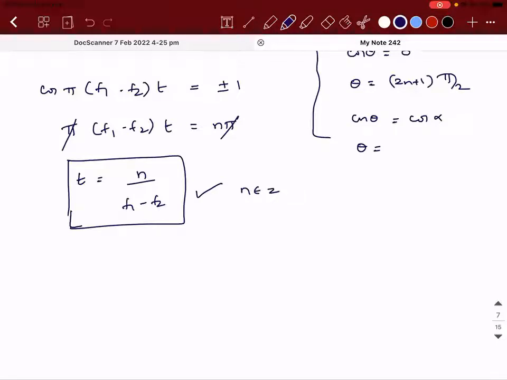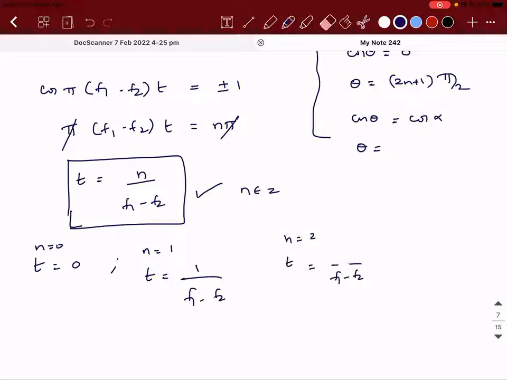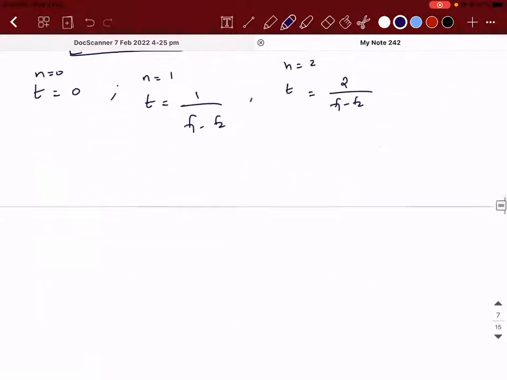Right? When I put n equal to 0, then t will be 0. n equal to 1, t will be 1 by (f1 minus f2). n equal to 2, t will be 2 by (f1 minus f2). You're able to understand? It keeps on going like this.